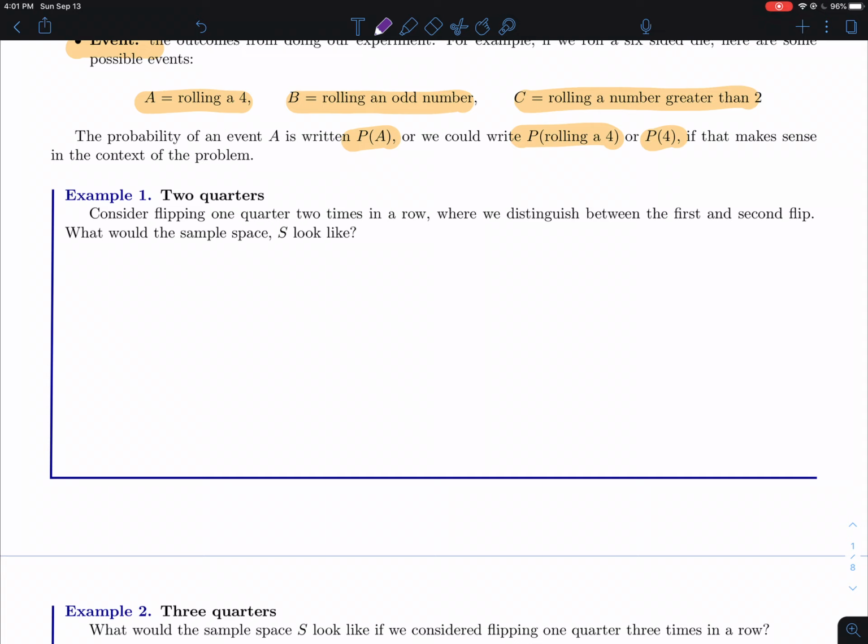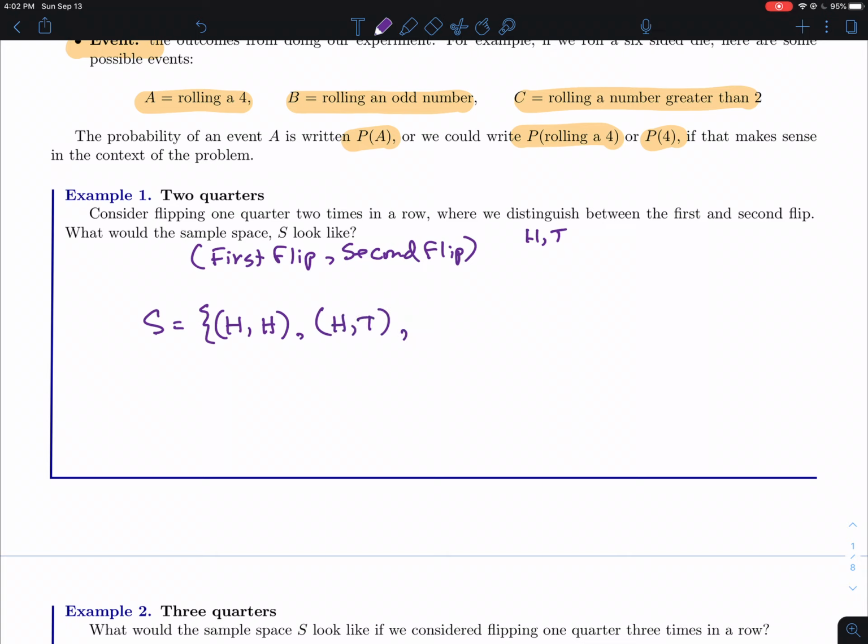The way I want to think of this is the first flip is the first part of the ordered pair, and the second flip will be the second part of the ordered pair. For a quarter, we only have two choices, heads or tails. So on the first flip, I could flip heads, and then on the second flip, I also flip heads. I could get heads and then another heads. Or I could have flipped heads first and then flipped a tails for my second.